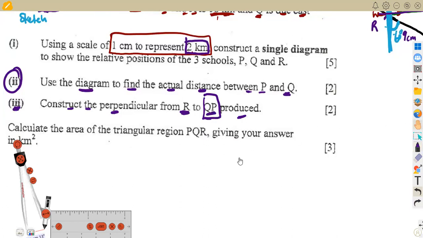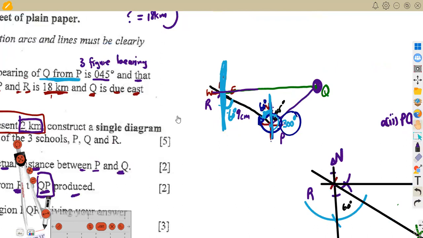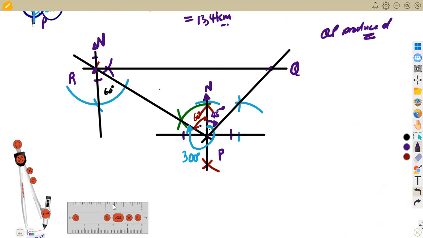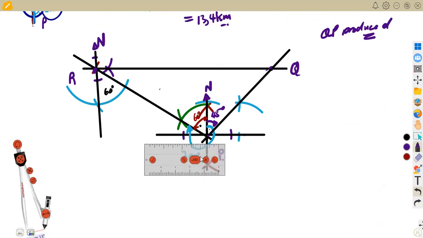So we need the point R. This is where we have our point R here. And this is our QP. But they are saying QP produced. What does it mean? It means this line that we see can be extended. So we can try to extend, that is to produce a line further from what it is given.